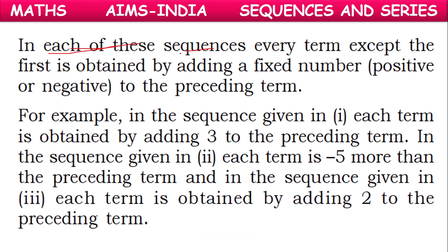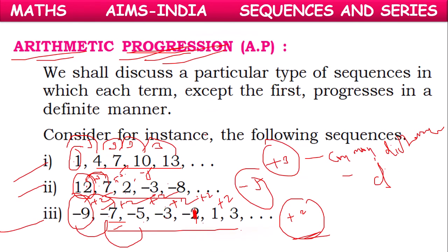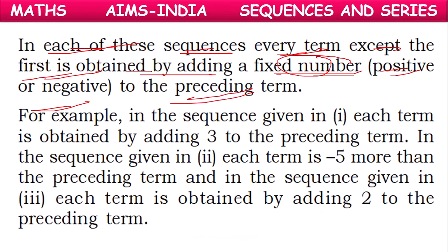So in each of the sequences, every term except the first term is obtained by adding a fixed number to the preceding term. The fixed number may be positive or negative. In the first example the fixed number is plus 3, in the second example it is minus 5, and in the third example it is plus 2. So in sequence 1 we have added 3, in sequence 2 we have added minus 5 or subtracted 5, and in sequence 3 we have added plus 2.